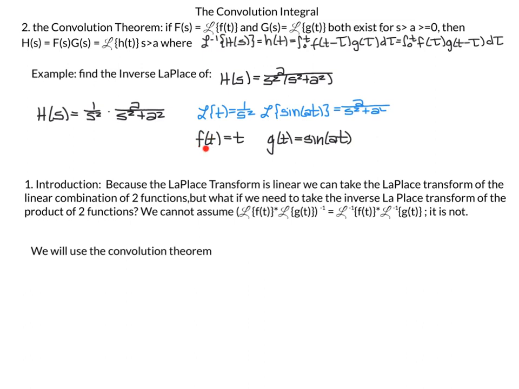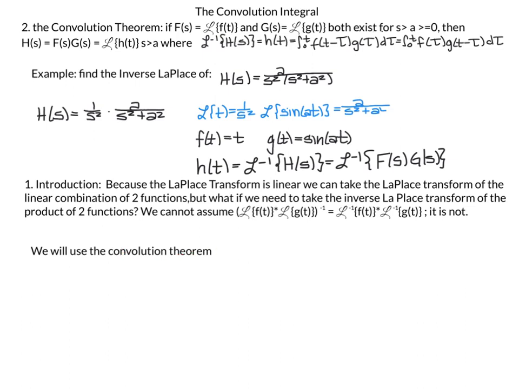So in this case, little f of t is equal to t, little g of t is equal to sine of at, the Laplace transform of f of t is equal to 1 over s squared, the Laplace transform of sine of at is equal to a over s squared plus a squared. Now, if we want to find the inverse Laplace transform of h of s, so we're going to call that h of t, and again, h of s is the product of two Laplace transforms. So if we want to find the inverse Laplace transform, what I need to remember is that multiplication here in the S domain corresponds to convolution in the T domain.